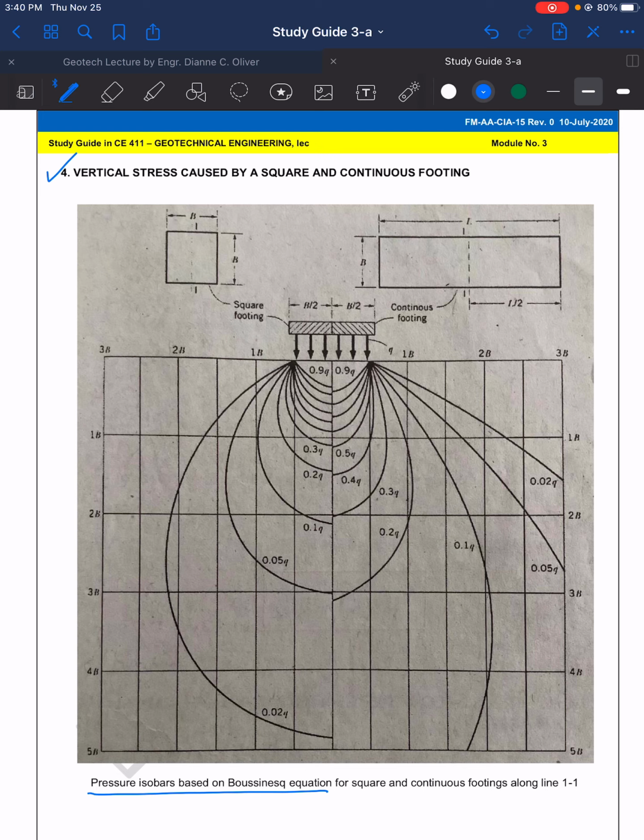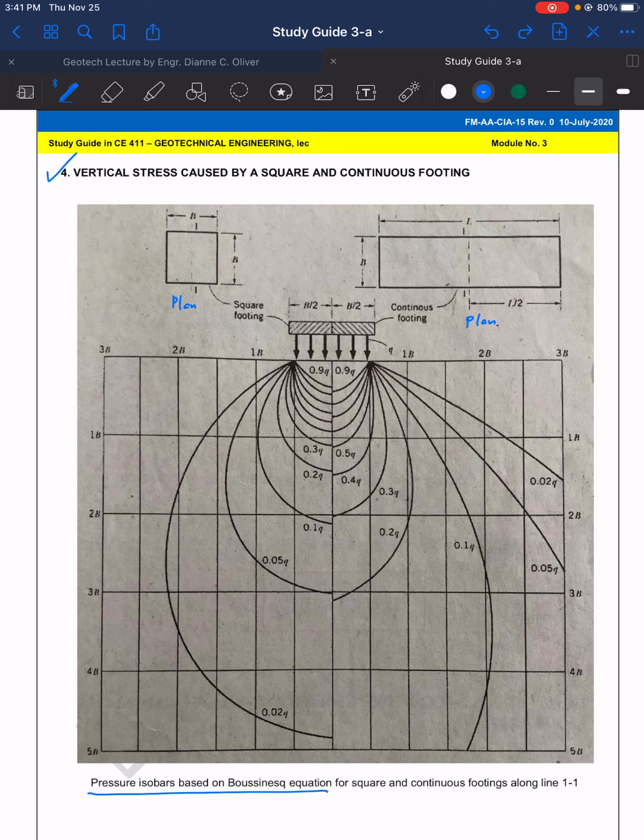Okay, so how do we use this chart? This is actually a chart. It's actually a profile. So this is the plan. This is the plan part, the top view. Then we have the cross-sectional area and the soil profile. So how do we use this chart?